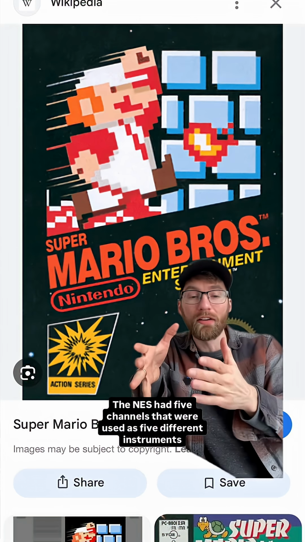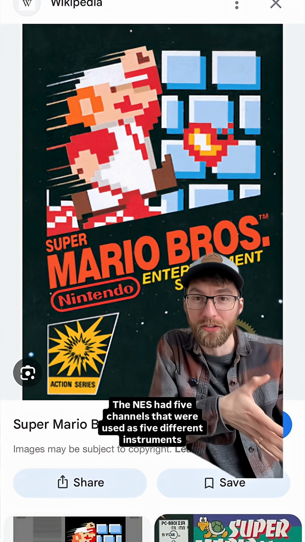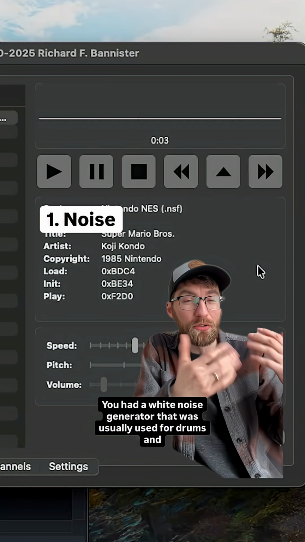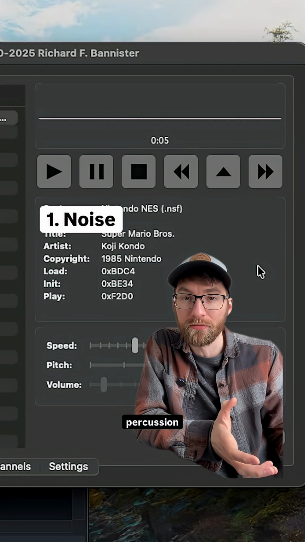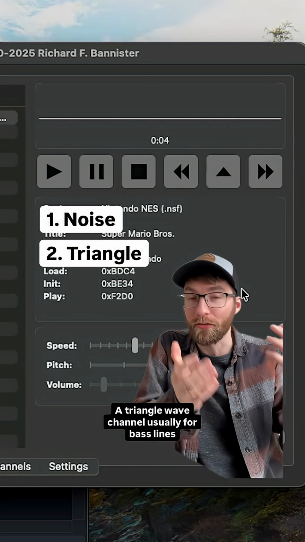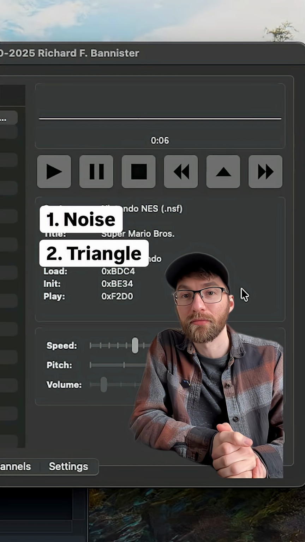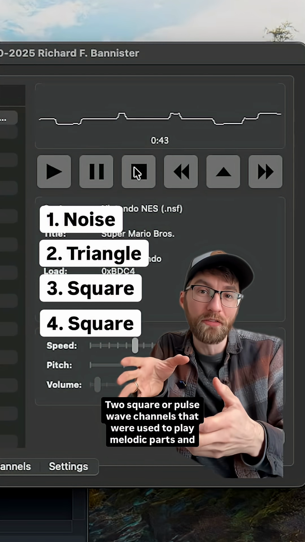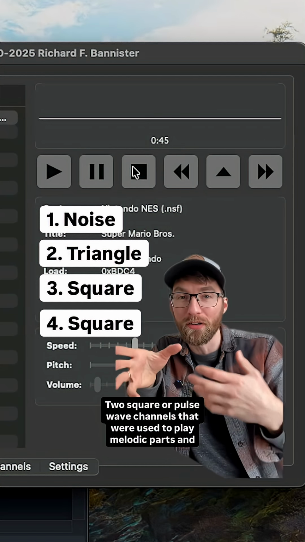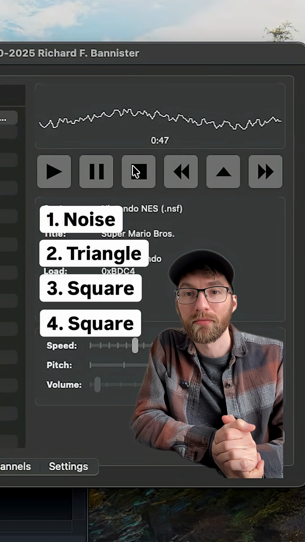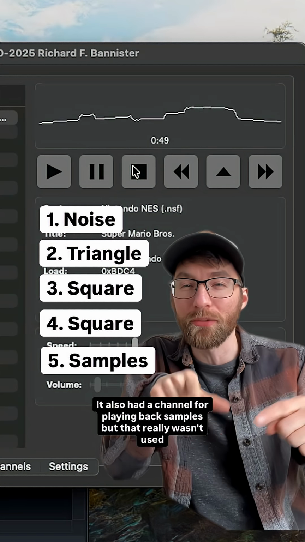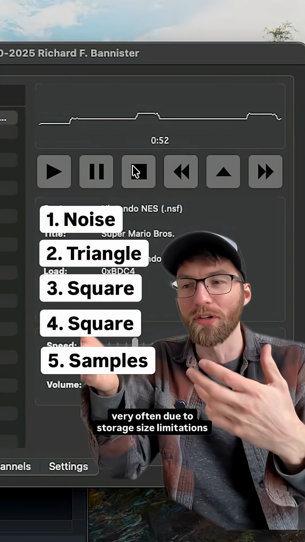The NES had 5 channels that were used as 5 different instruments. You had a white noise generator that was usually used for drums and percussion, a triangle wave channel usually for bass lines, and then 2 square or pulse wave channels that were used to play melodic parts and leads. It also had a channel for playing back samples, but that really wasn't used very often due to storage size limitations.